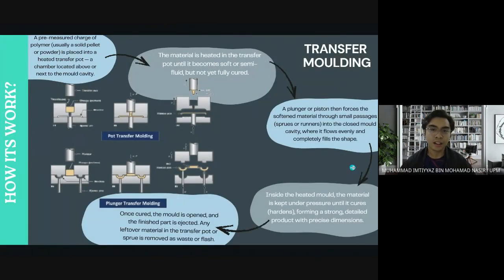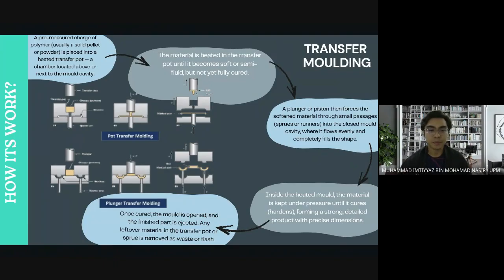Next is how transfer molding works. So first, a pre-measured charge of polymer, usually a solid pellet or powder, is placed into a heated transfer pot, a chamber located above or next to the mold cavity. Then the material is heated in the transfer pot until it becomes soft or semi-fluid but not fully cured. And then a plunger or piston forces the softened material through a small passage, which we call a sprue or runner, into the closed mold cavity where it flows evenly and completely fills the shape.